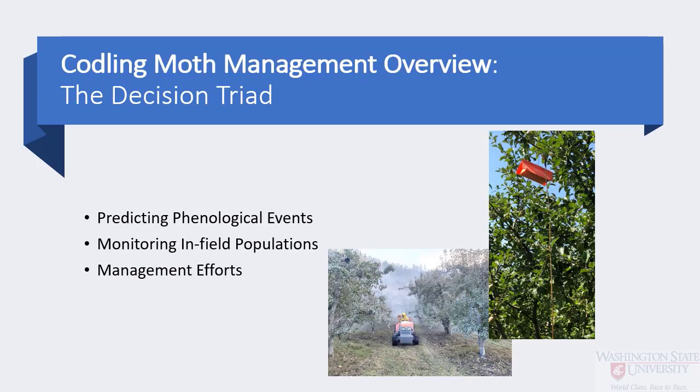The decision triad for codling moth management requires a thorough understanding of codling moth phenology. Using models to predict phenological events and in-field monitoring to verify those predictions, management can be targeted and effective. In addition, knowing phenology and in-field population changes allows for flexibility in the integrated pest management program by informing when spray applications are inappropriate or unnecessary.